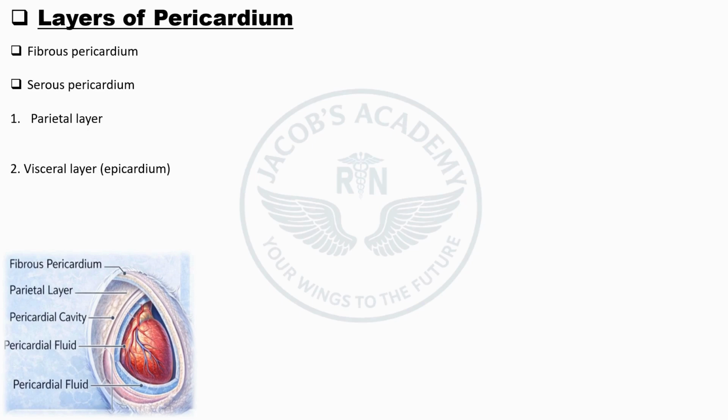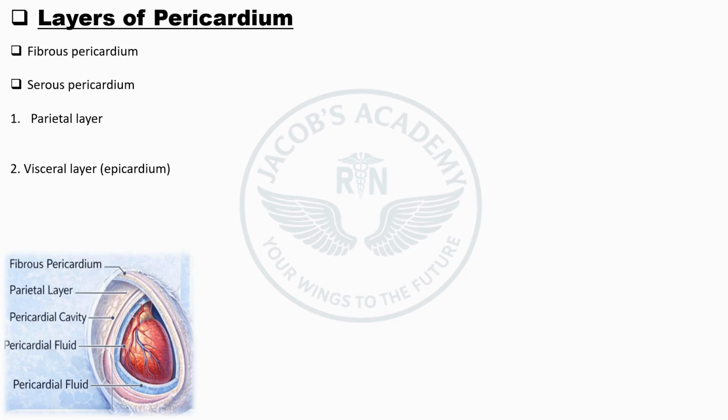Now let us study the layers of the pericardium. The pericardium is divided into two main parts, the fibrous pericardium and the serous pericardium. The fibrous pericardium is the outermost tough layer, and it helps to protect the heart and prevent overdistension during sudden increases in blood volume. Inside the fibrous pericardium is the serous pericardium, and the serous pericardium has two layers.